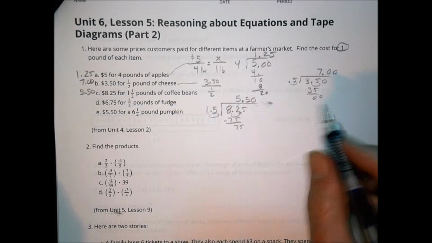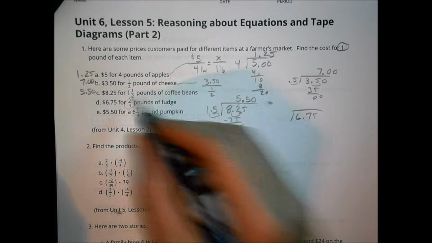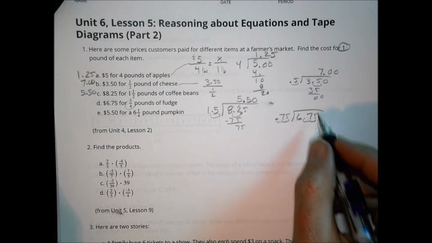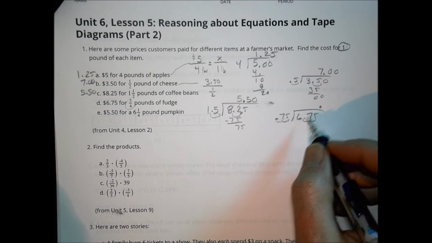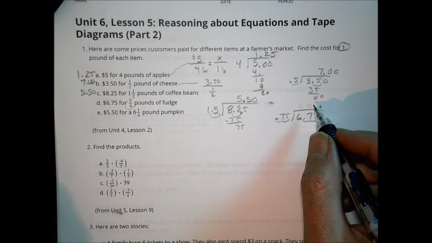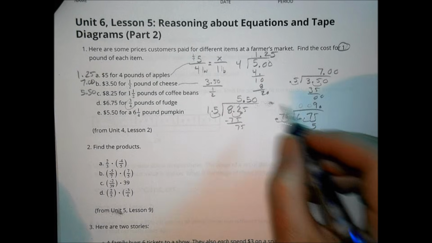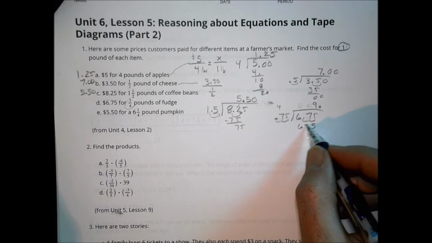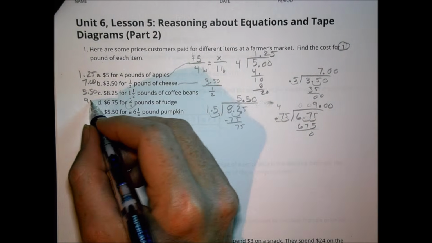For D, we have 6.75, and that's divided by 3/4, which can be written as 0.75. Move the decimal over 2 spots, put it right up top right away. 75 goes into 6 0 times, goes into 67 0 times. It goes into 675, we're going to go with 9 times. 9 times 5 is 45. 9 times 7 is 63, plus 4 is 67. So we end up with $9 for 1 pound of fudge.